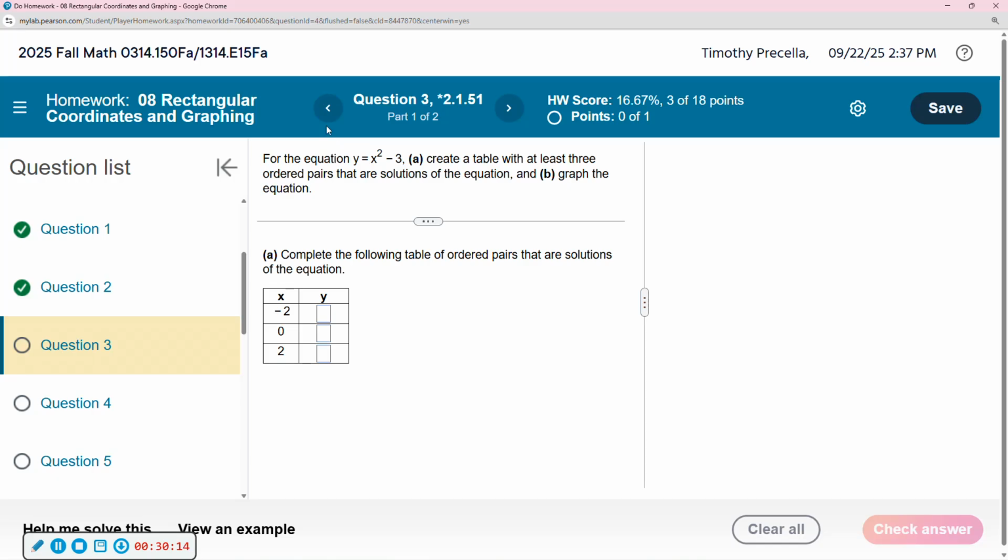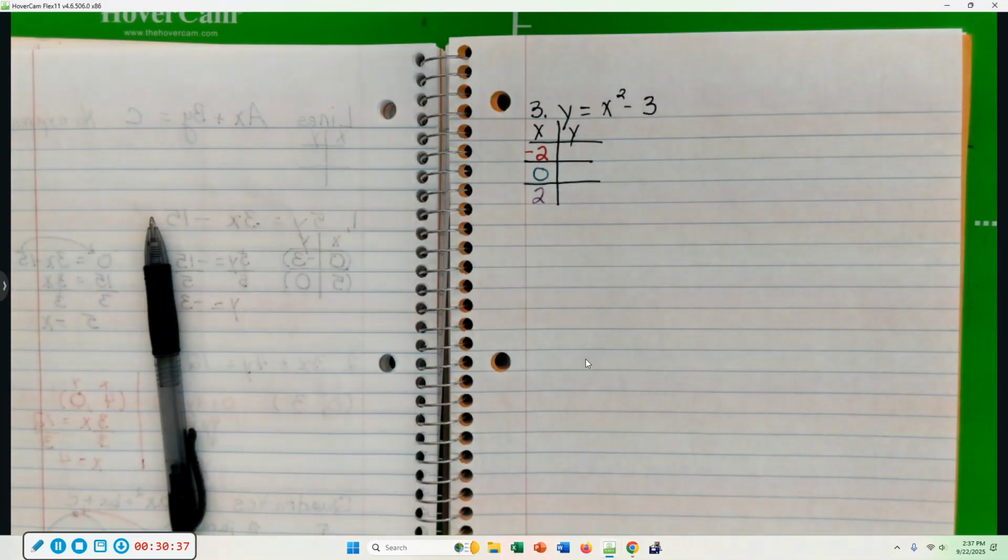We're going to plug a negative 2 in for x. We plug a 0 in for x. And a positive 2 for x. 5 equals x squared minus 3. Okay. Just checking to make sure I didn't miscopy it.